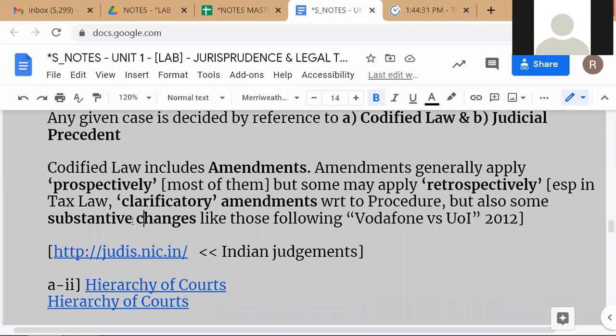Okay, so that's an example of a substantive change, not a clarificatory change. So sometimes you have even substantive changes which apply on a retrospective basis. This is one of the things that happened after the Vodafone case. UOI is for Union of India, 2012. The famous Vodafone case, which the government lost in the Supreme Court.